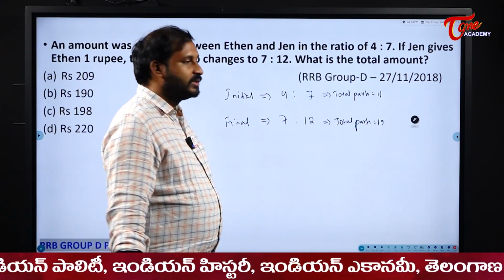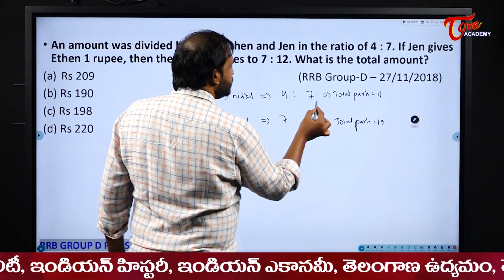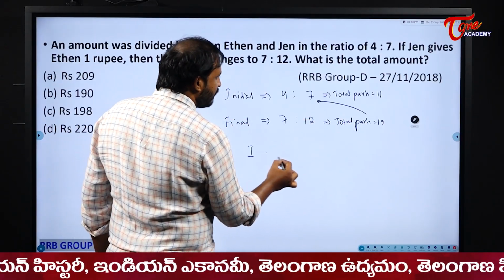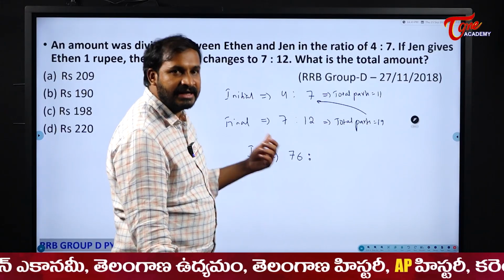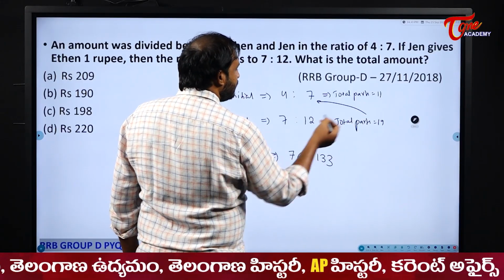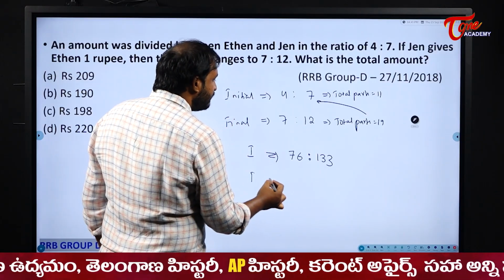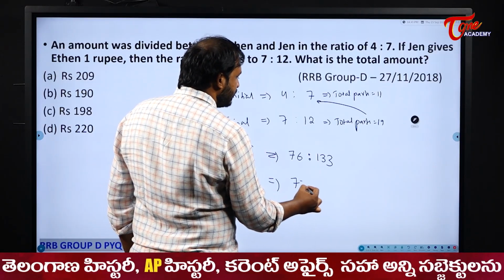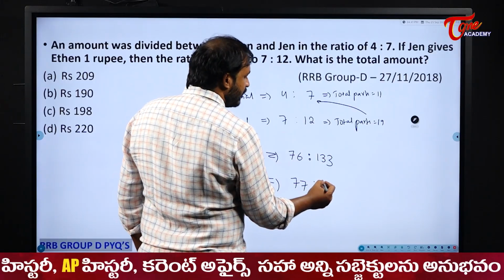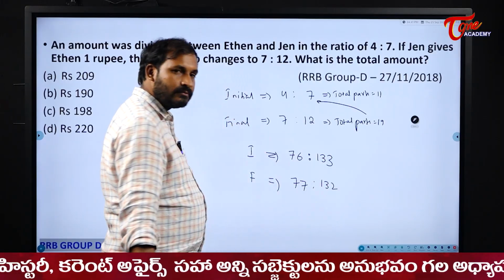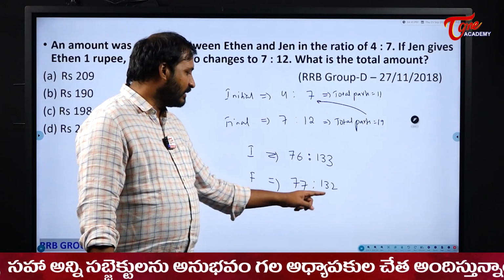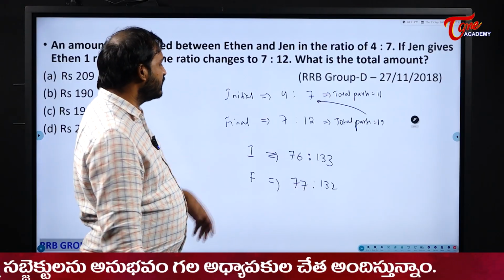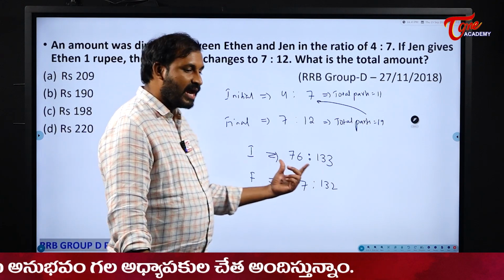Cross multiply them. So when I multiply 19 with this one, the initial value will become 19 fours, 76, and 7 19s. Next, I will multiply 11 to this one. So finally it will become 77 is to 132. Right? 1 rupee was given here, so one part was increased here. Now what is the total amount? Very simple, add these two.